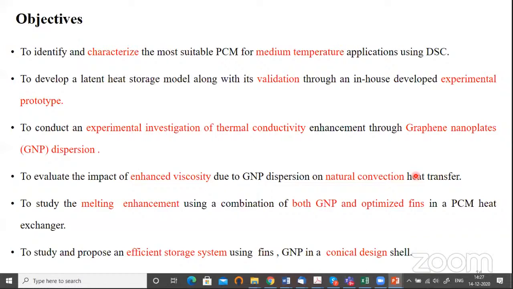Then we should also study the melting enhancement that we will be showing in our subsequent slide using a combination of both GNP and optimized fin in a phase change material based heat exchanger. And also at the end, I will be showing you some studies which have been done to change the shape of this phase change material based thermal energy storage system from cylindrical to conical and find its effect.